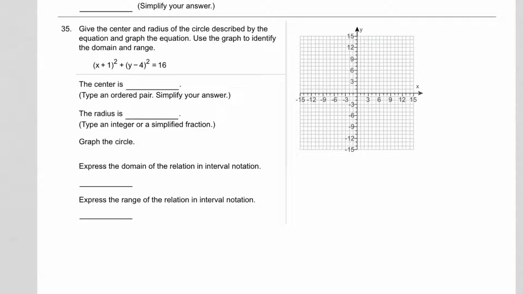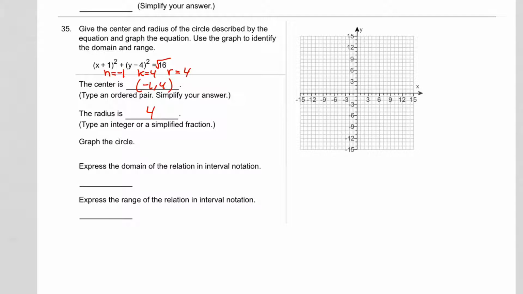Okay. So this time we have an equation already, and we have to graph it. So we need to find out what the h is, what the k is, and what the r is. So if you look, h is going to be negative 1 because there's a positive in there. That means there must have been two negatives. This is a 4, and you need to do the square root of this, so that's going to be also 4. So the center is negative 1, 4, and the radius is 4.